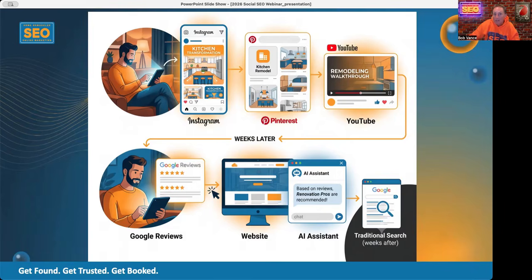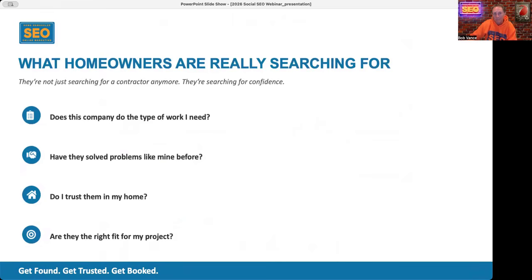But by the time they search in the traditional sense, they've already been searching for quite a while. Maybe they just didn't call it that. Maybe instead of searching on Google, they're just saying, I did some research on AI. It's all the same thing. It's going to point them to your company in the end, or it's going to point them to one of your competitors. And so here's the shift that contractors need to understand.